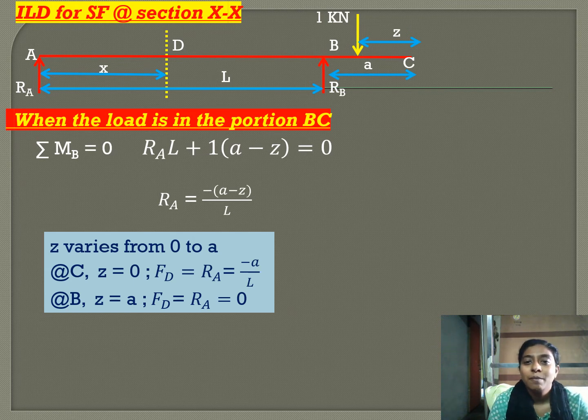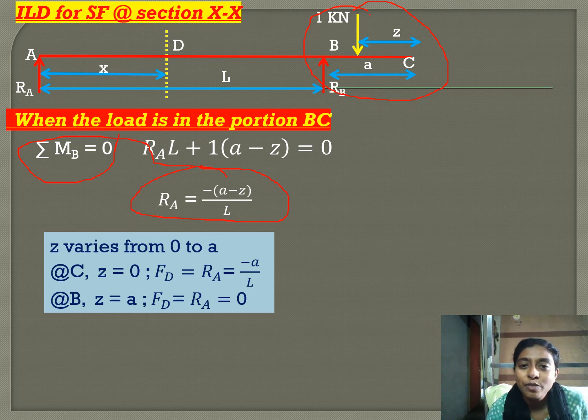Influence line diagram, that is when the unit load is in the portion BC. So, it is on the right of the section, so we will consider all the forces to the left of the section. So, shear force at D will be equal to RA. So, by applying sigma MB is equal to 0, we get RA is equal to minus A minus Z by L, or Z minus A by L.